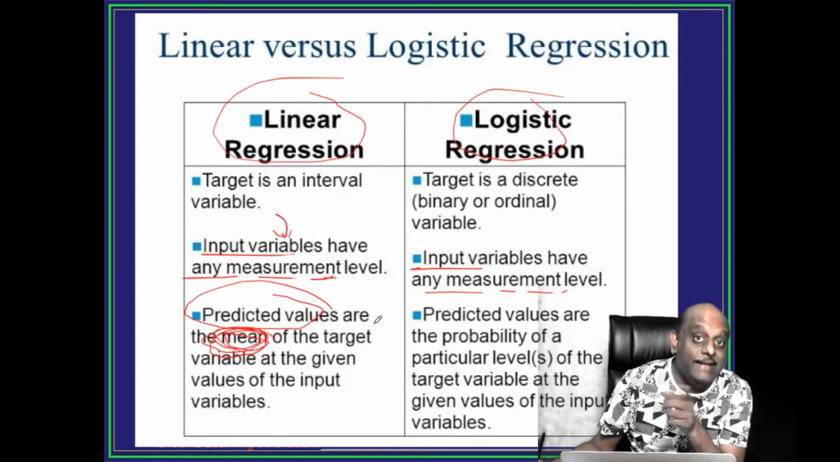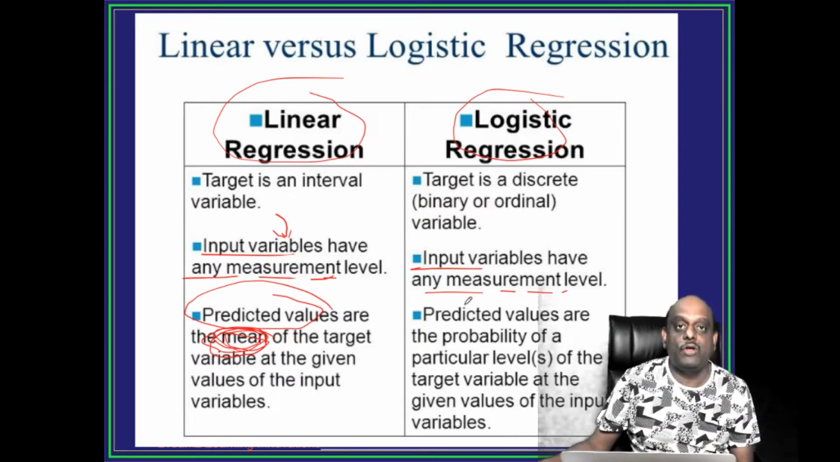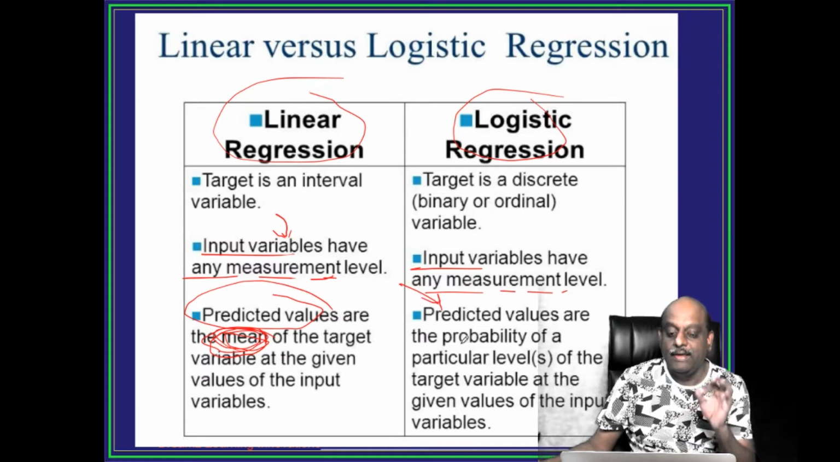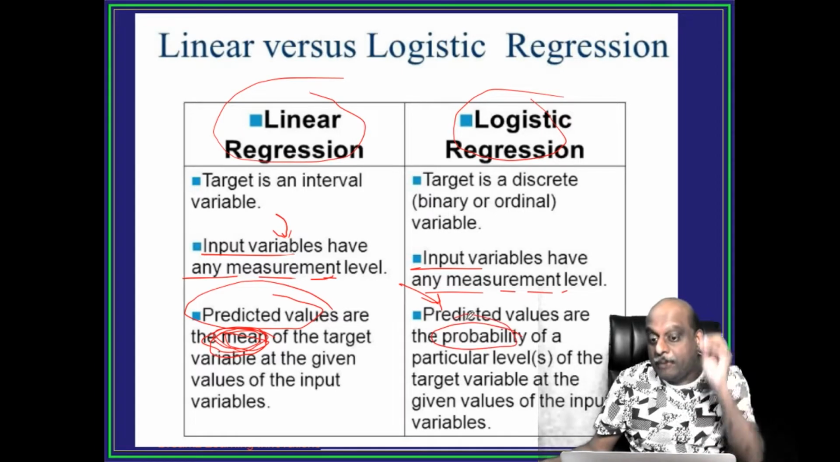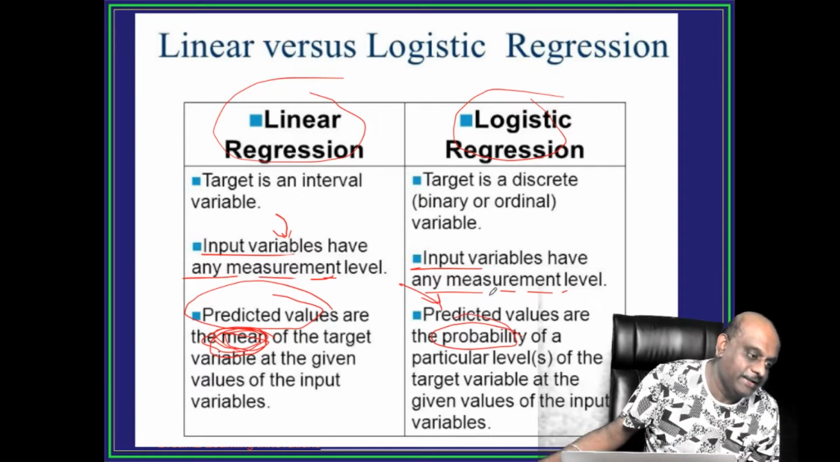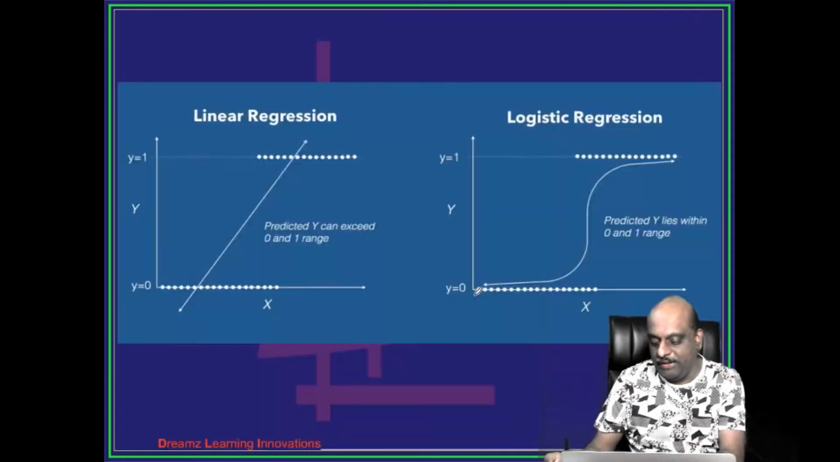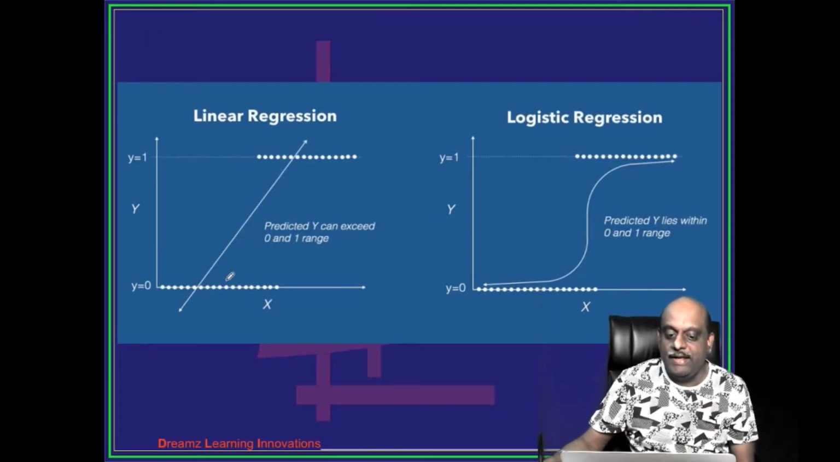You are not using any linear equation. In logistic regression, you are using probability. You are calculating probability in logistic regression. That is the fundamental difference between the two. So this is linear regression, this is logistic regression.